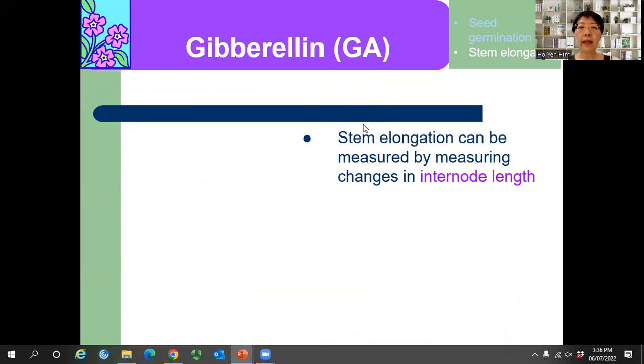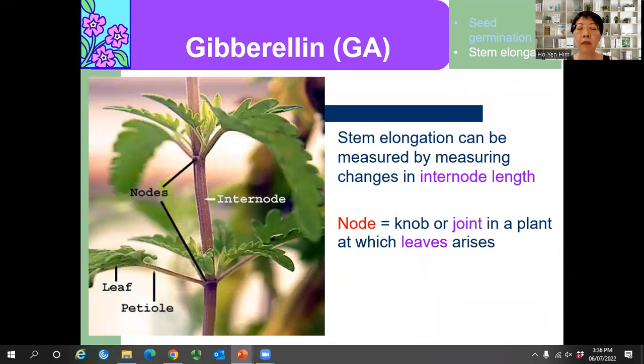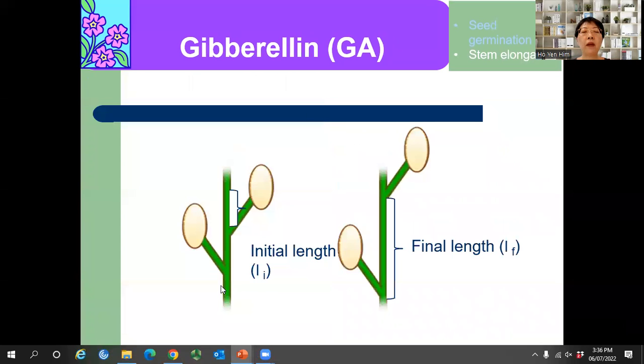Now, how do we measure stem elongation in the plant? It is measured by measuring the changes in the internode. So what is an internode? First, a node is the knot or joint in the plant at which the leaf arises. You see, this is one node here because the leaf arises from the stem, and this is another node. So when you want to measure the rate of elongation of the stem, you measure the rate of elongation of the internode, like in this diagram here.